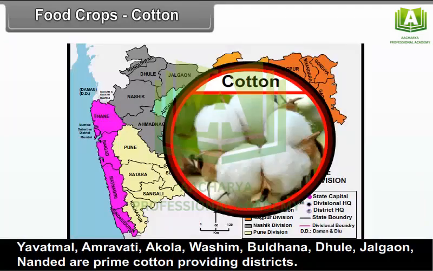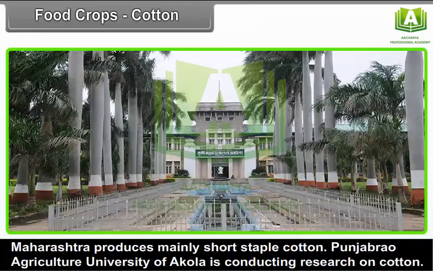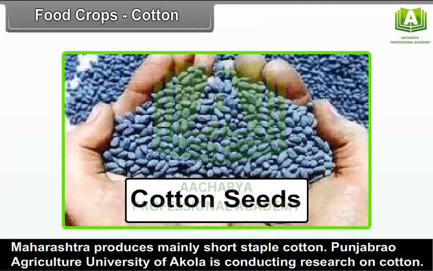Maharashtra produces mainly short staple cotton. Punjab Rao Agriculture University of Akola is conducting research on cotton. It has been successful in developing seeds for BT cotton and CAHS 468.